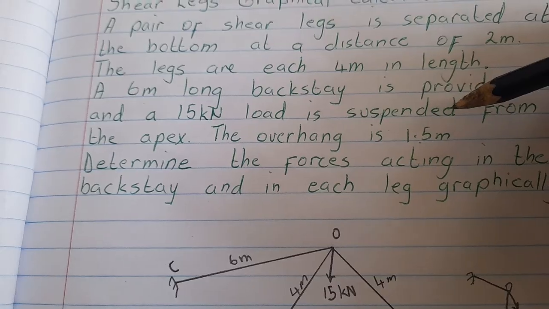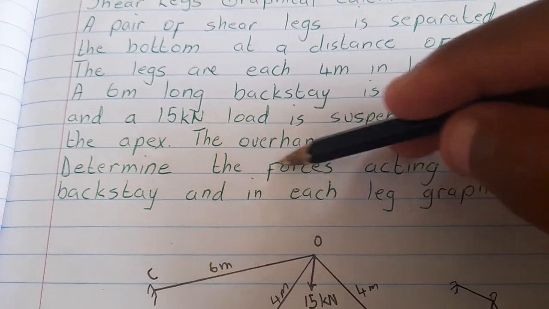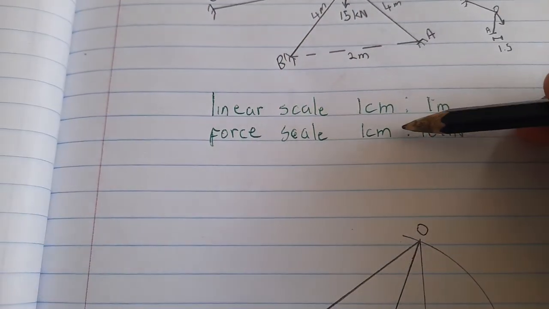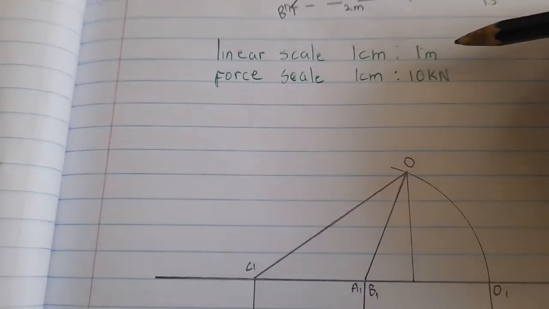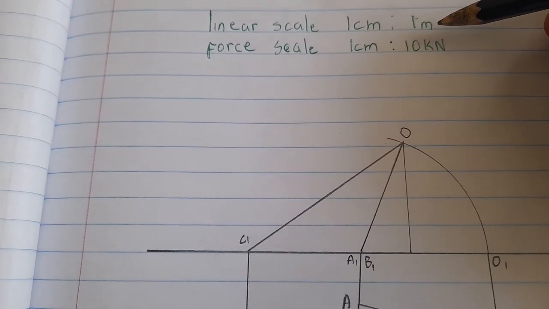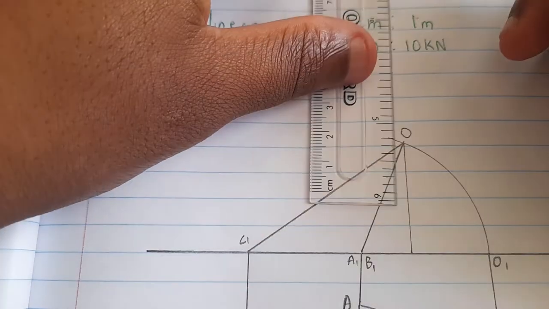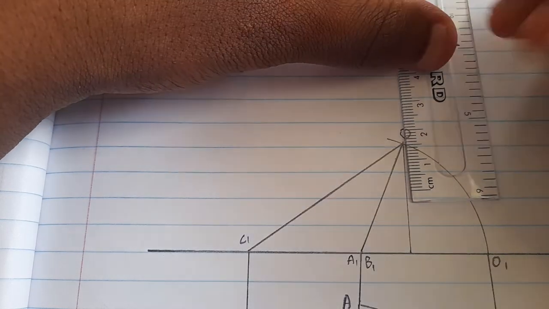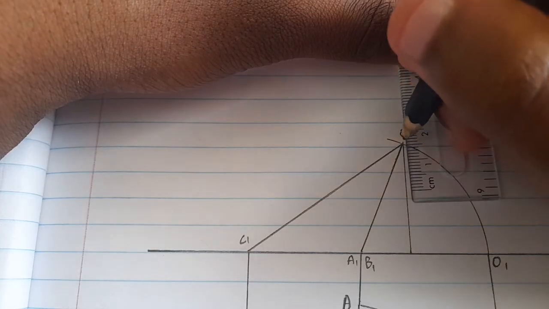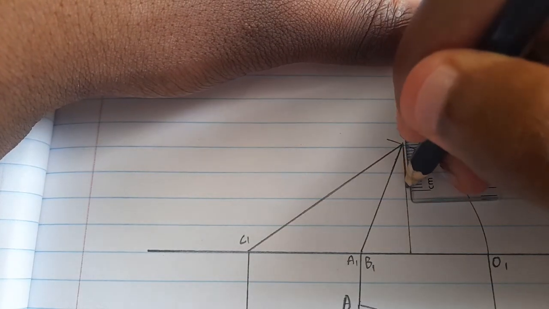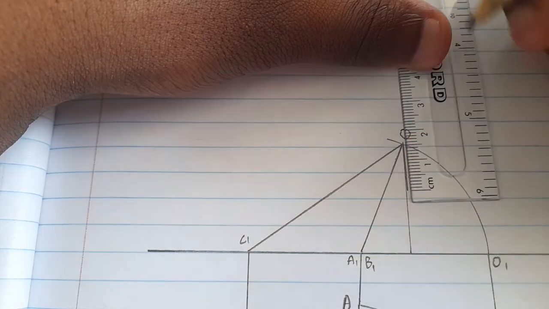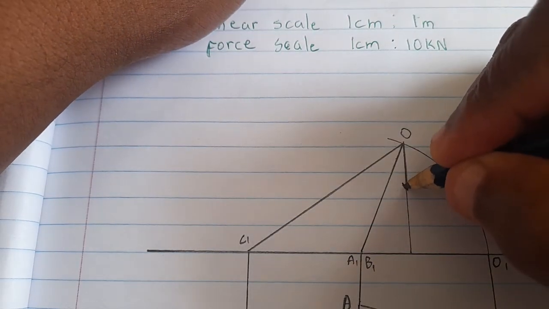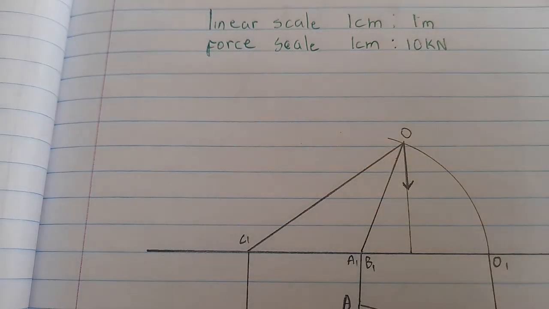there's a load hanging. We've been told that the load is, where is it? There it is, 15 kilonewtons. And then we had a force scale here of 1 is 10. So to get 15, that's just 1.5 centimeters. So we'll just make it solid. 1.5 is there. We'll make this line solid, ends over there. Okay, that's that load. Okay, now from there, we're going to need a set square.